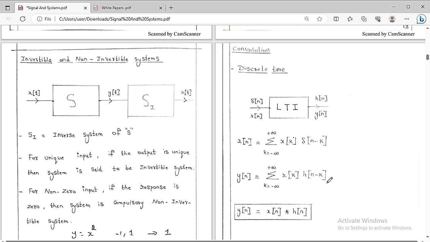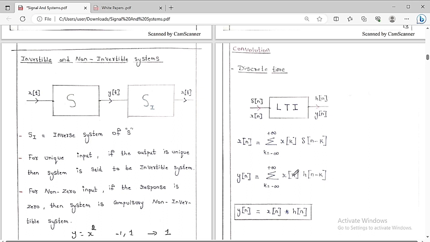So these things I have told in a very clear manner. So x of n is equal to sigma k is equal to minus m to plus m of x of k into delta of n minus k. Then y of n is equal to sigma k is equal to minus m to plus m of x of k into h of n minus k.